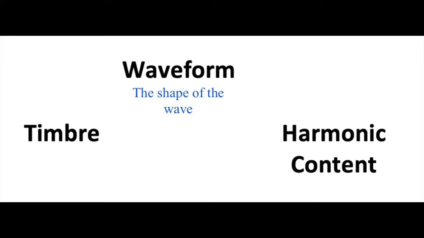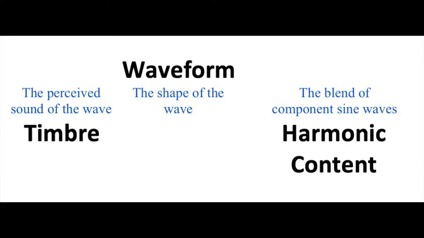And in Pro Tools, we typically see that as a graph showing the amplitude of a signal at any moment in time. Now, the timbre is the perceived sound of the wave, how it sounds to us, the tone color. We might use terms like rich or hollow or brassy or thin to describe timbre. And the harmonic content is the actual specific blend of harmonics that give a particular wave its sound.